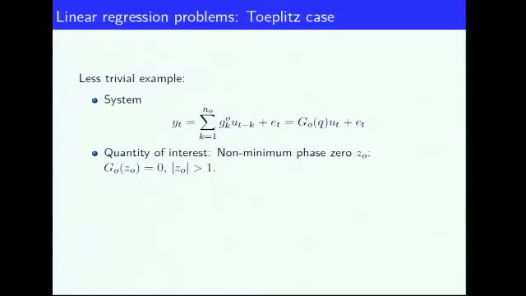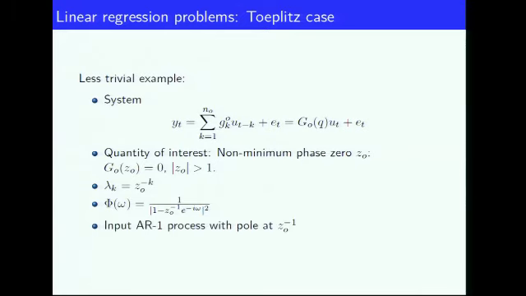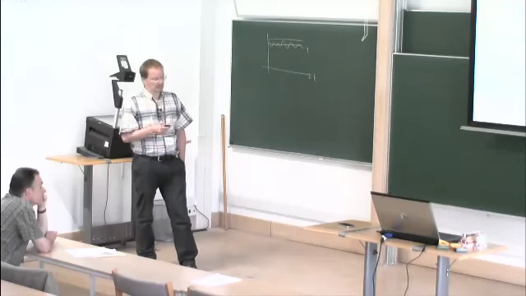We have the same system, but let's now say that we are interested in estimating what we call a non-minimum phase zero. It's a zero of the system transfer function which is outside the unit circle. And this has particular importance in control. No time to go into details, but this is an important quantity. It limits control performance. Then it turns out that the lambda k's, the partial derivatives, look like this. And if I take the Fourier transform, I get this. It's clearly a positive function.